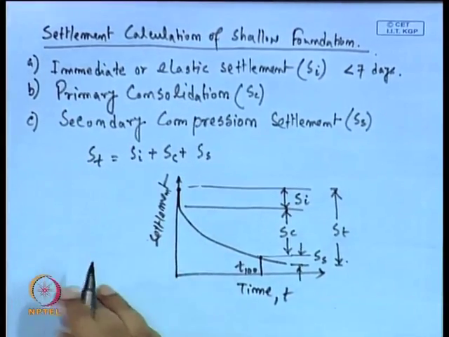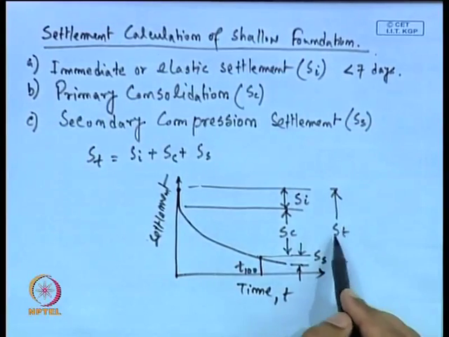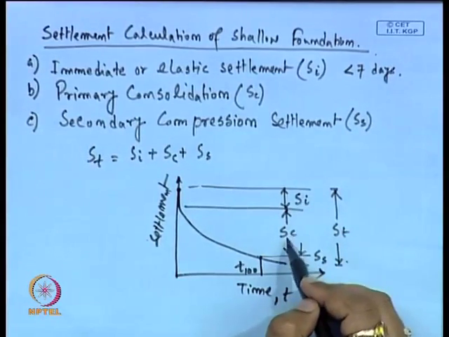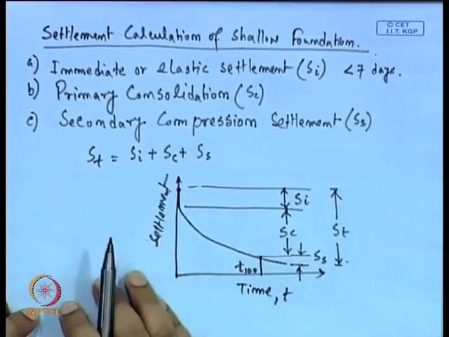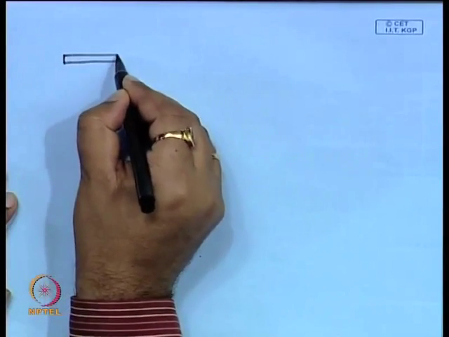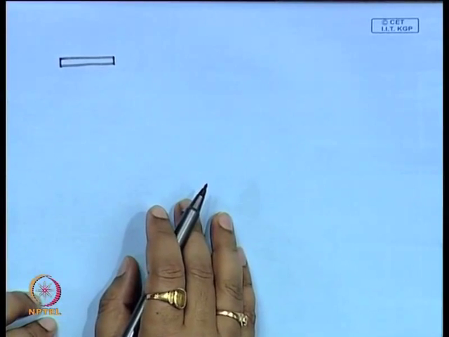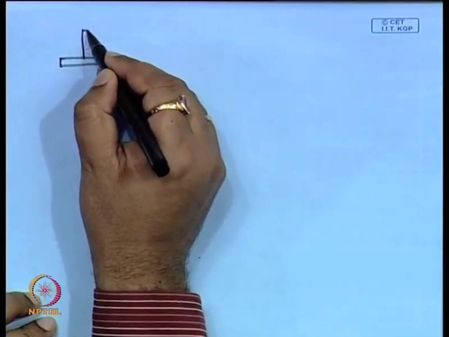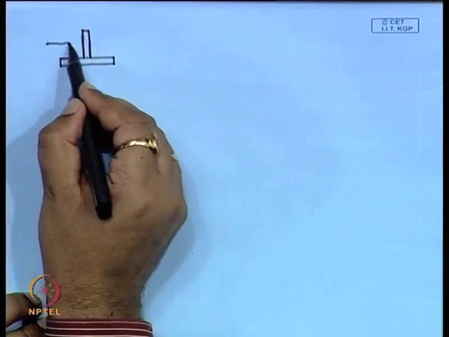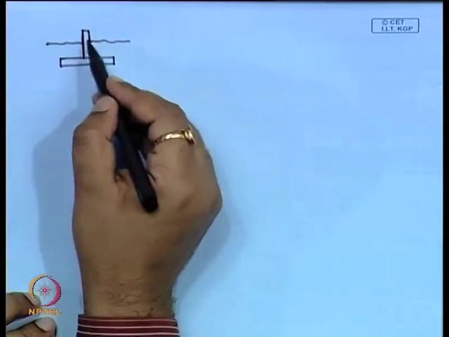Now, we have to calculate these three settlements, the immediate settlement, then the consolidation settlement, and so on, to find the total settlement. Next, when we calculate the settlement, suppose this is the foundation. Before we start the settlement calculation, we should know how to calculate the increment of stress due to application of this load.